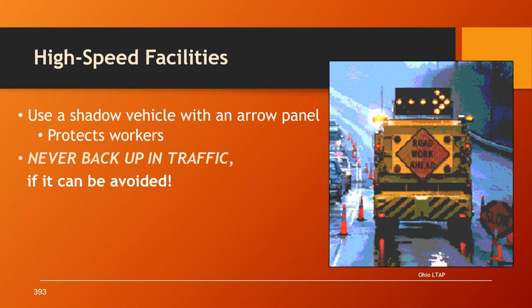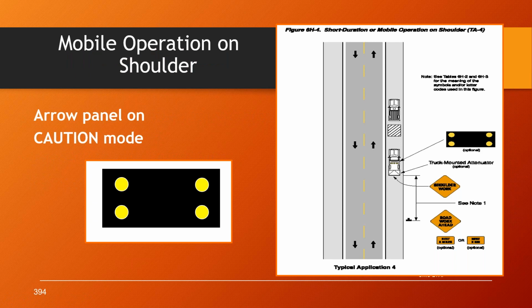When we get into those situations, then we're going to need a shadow vehicle with an arrow panel. And this helps to protect workers. We even have, this is actually a truck mounted attenuator on the back of this truck, a crash cushion. And then we have our mobile operations on a shoulder. And it's not a lane closure. And so when we use an arrow panel, we want it in caution mode, like you see here, the 4 corners flashing. And we have the signage that says shoulder work.